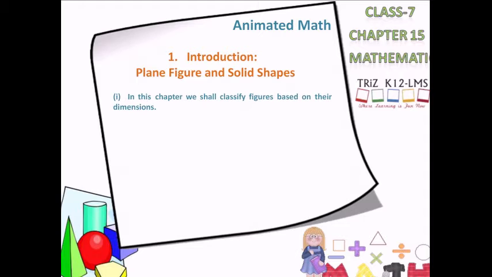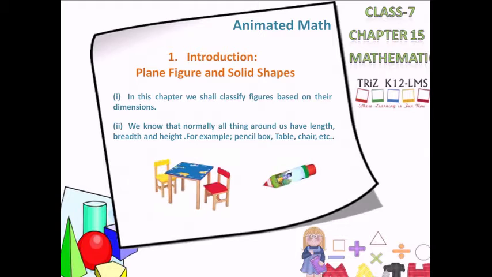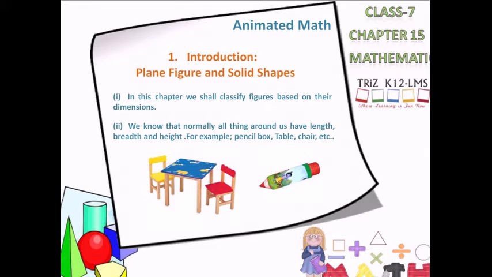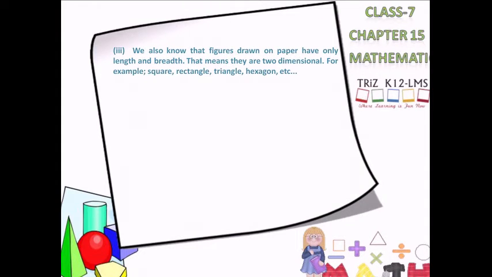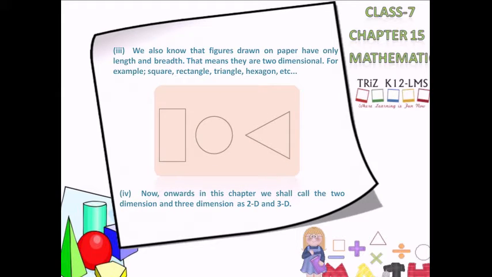In this chapter, we shall classify figures based on their dimensions. We know that normally all things around us have length, breadth and height, for example, pencil box, table, chair, etc. We also know that figures drawn on paper have only length and breadth. That means they are two-dimensional, for example, square, rectangle, triangle, hexagon, etc. Now onwards in this chapter, we shall call the two-dimension and three-dimension as 2D and 3D.